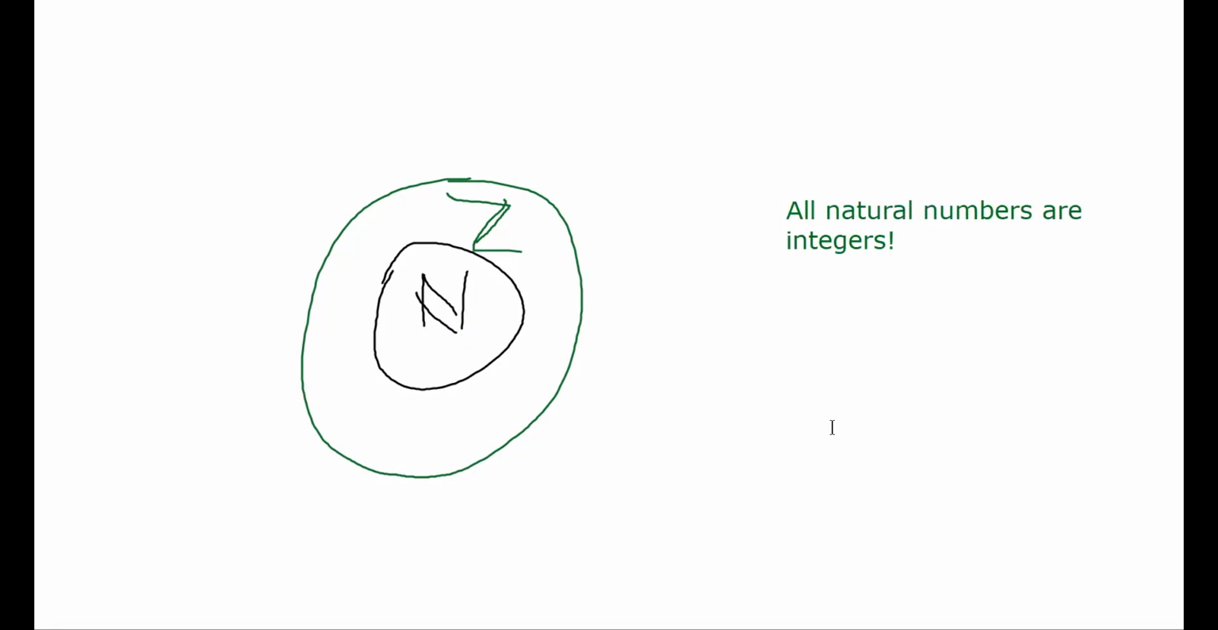That's a cool relationship. When we get further along in this course, we will use the term subset. We'll say the natural numbers are a subset of the integers.